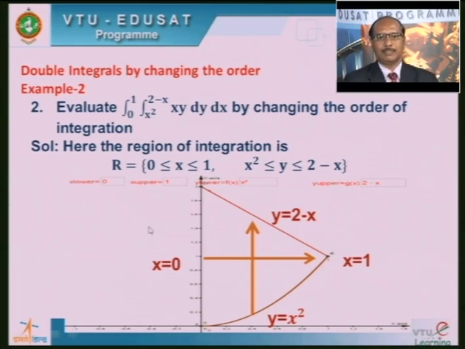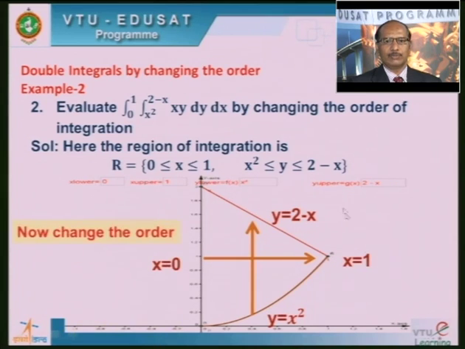If you plot them on graph paper, x equal to 0 is the y axis, you know that, and x equal to 1 is this boundary line here. Then y is equal to x square is a parabola passing through the origin, and y is equal to 2 minus x is a straight line. To draw the straight line, you can verify when x equal to 0, y is 2. So y equal to 2 is the maximum, when x equal to 0, on the y axis.